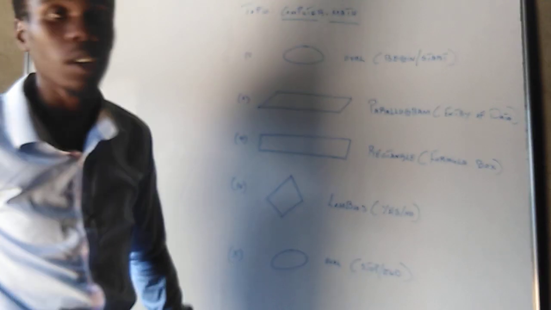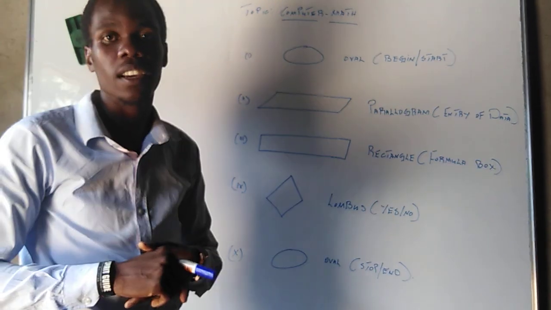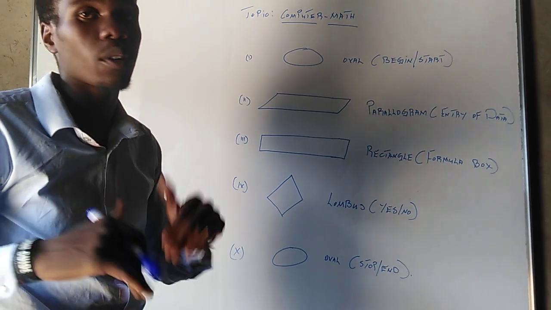The second symbol is the parallelogram. What's the function of the parallelogram? The function of the parallelogram is only for the entry of data.